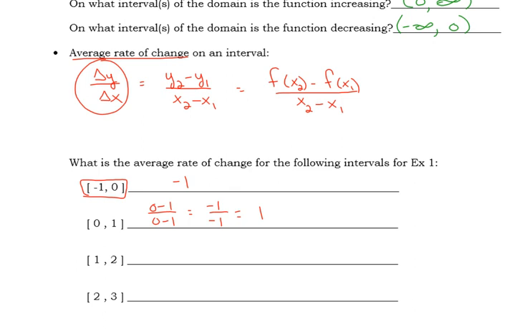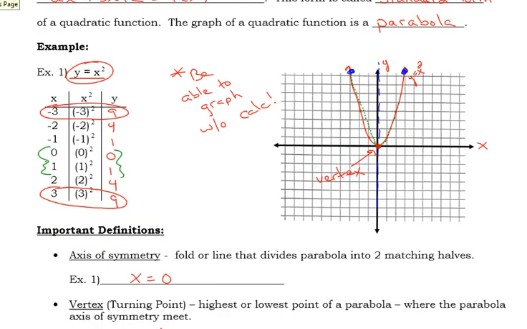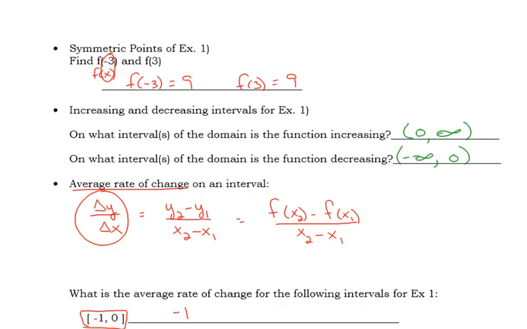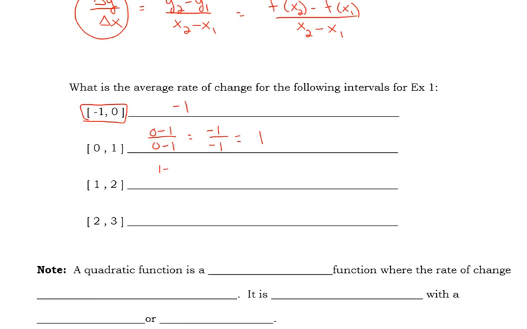We go back to the graph to look at the interval going from 1 to 2. So I'm going to change the interval that I'm looking at, and this time I'm going to look at the interval going from 1 to 2. If I look at the change in y, that's 1 minus 4, and the change in x is 1 minus 2. That gives me negative 3 over negative 1, which is positive 3.